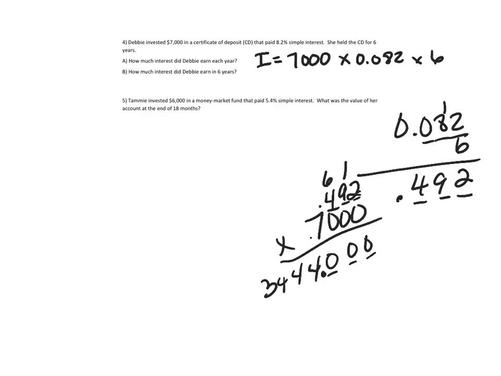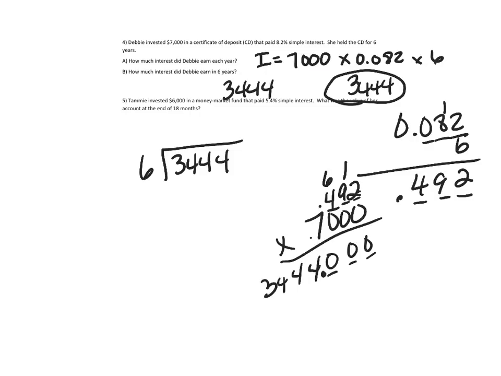And I got 3,444. That's a lot of interest. And then how much did she earn each year? Okay, so I did the total interest. So she earned $3,444. And if I divide that by 6, I would get her 1 year.